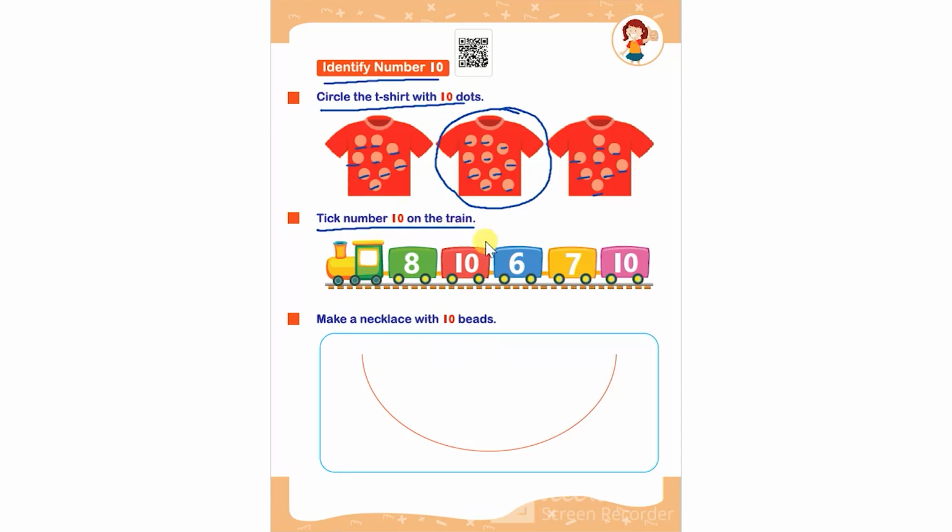Tick the number 10 on the train. So here the child has to put a tick mark on number 10 on the train. After that, make a necklace with 10 beads. So here the child has to draw 10 beads to draw the necklace. 1, 2, 3, 4, 5, 6, 7, 8, 9 and 10.